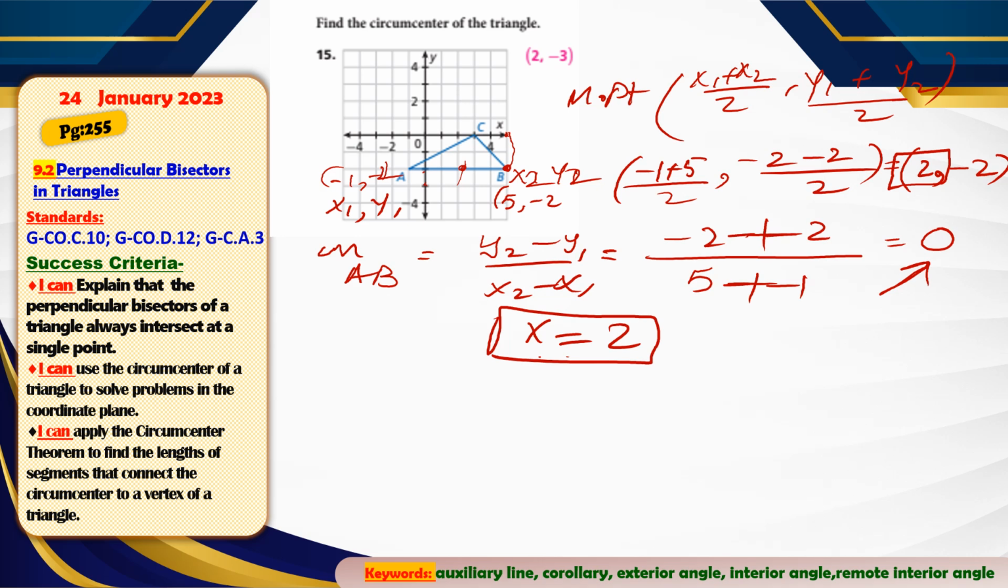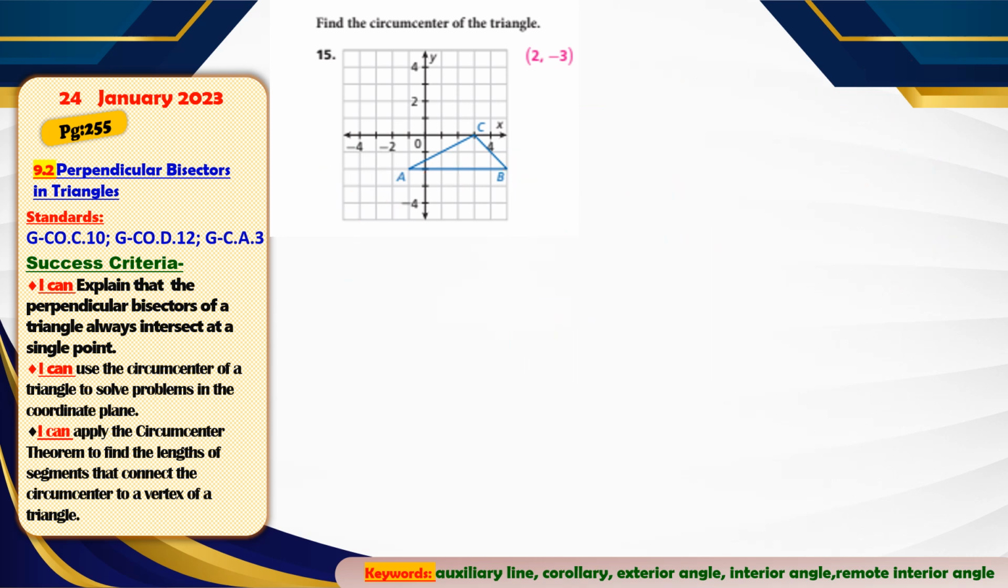Now I need to find out the point of intersection. So the first equation equals the second equation. The equation of the perpendicular bisector of AC was y equals to -2x plus 1, we just found it out. And the equation of the perpendicular bisector of AB was x equals to 2.